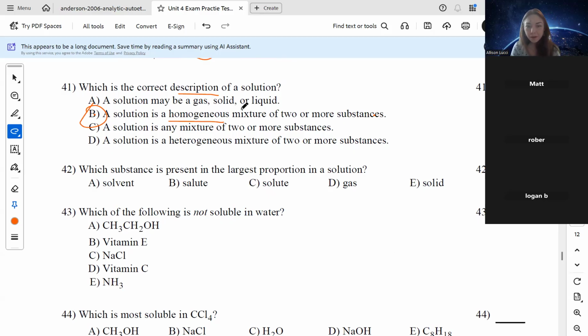All right, so what's the largest proportion in a solution? It's not the solute, right? It's our solvent.